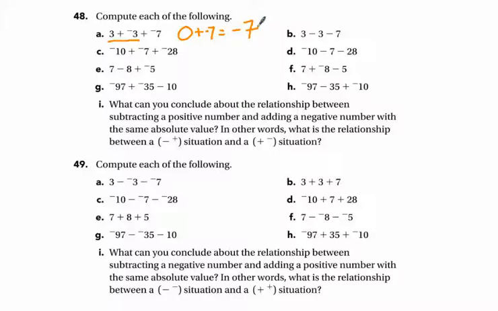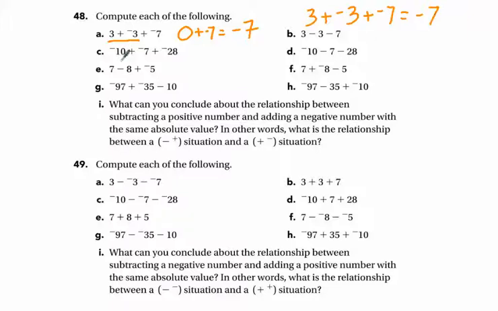If I go to B, I see a bunch of subtraction problems. The easiest way is I'm going to change all of these using my algorithms into an addition problem. So I know that 3 minus 3 can be rewritten as 3 plus negative 3. I know this minus 7 can be written as plus a negative 7. Now I have the exact same problem that I just solved over here, and therefore I know that it is negative 7.